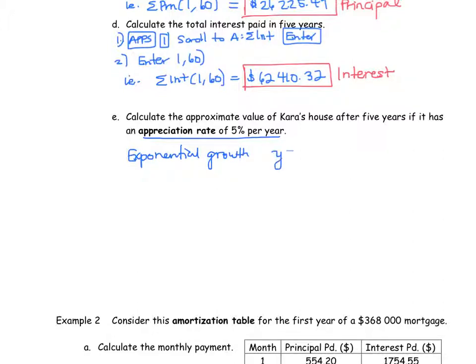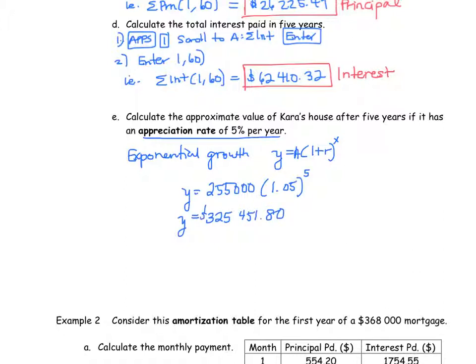So remember, your formula will have the form y equals a(1 + r)^x. So in our case, our initial value was $255,000. That's what our house was worth initially. And it's increasing at a rate of 5%. So we'll replace r with 0.05. And we want to find the value after 5 years. So then you just type that into your regular calculator, and you find that her house has increased in value to $325,451.80 after 5 years.